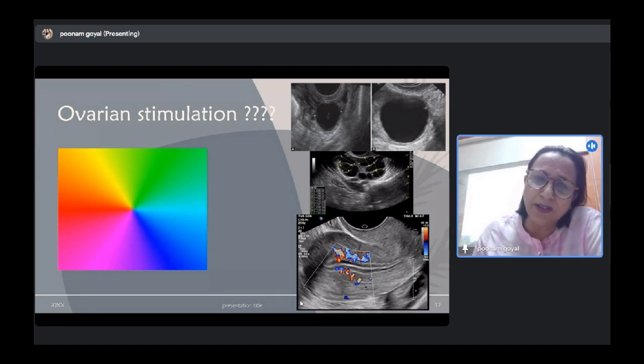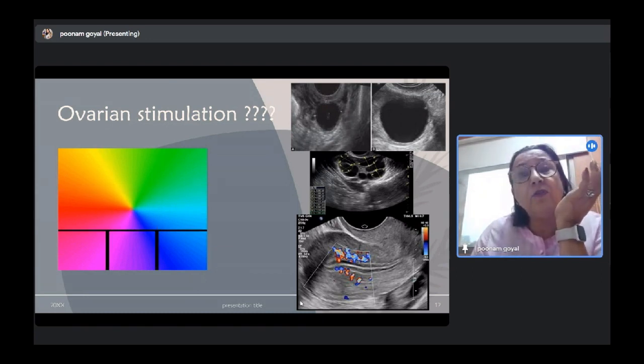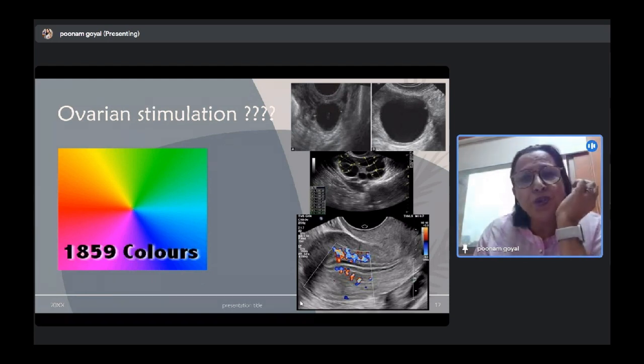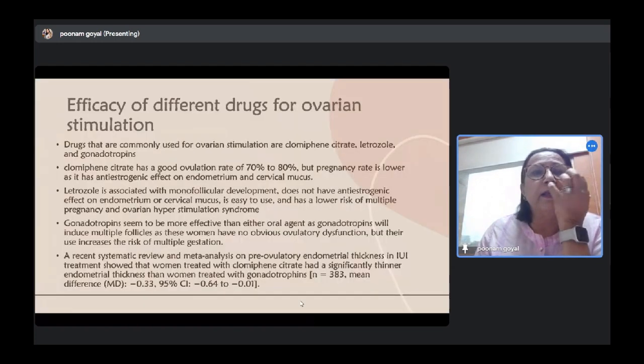And then in those patients you may try another cycle, because if in these patients you further give ovulogens, then you will form many follicles. So that is why we have to choose the drug which is right for our patient and go accordingly. The efficacy of different drugs for ovarian stimulation.